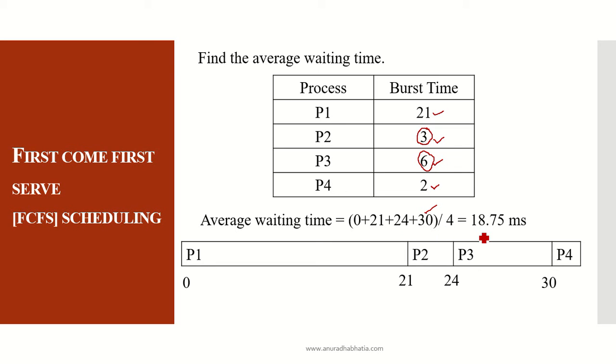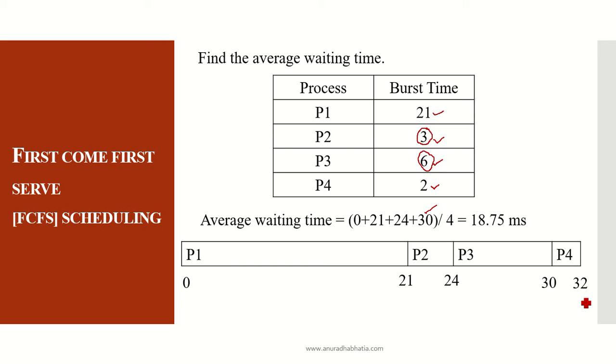It leads to 18.75 milliseconds. And all the processes combined together get executed at 32 milliseconds. That is, at 30 milliseconds process P4 started and its burst time is 2. So total completion takes 32 milliseconds.